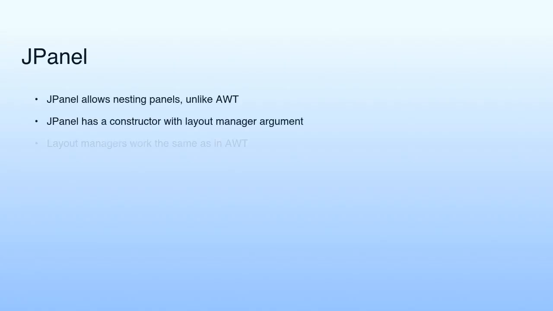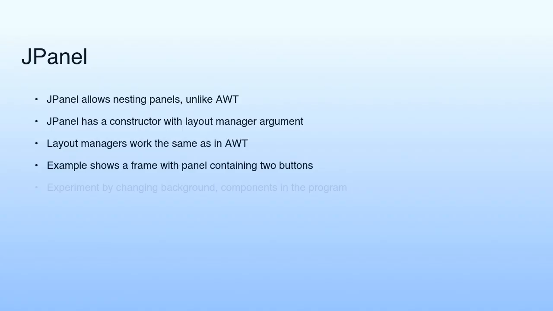The JPanel component in Swing allows nesting panels, unlike AWT, and includes a constructor with a layout manager argument, maintaining the same layout manager functionality as AWT, as demonstrated in an example with a frame containing a panel and buttons.